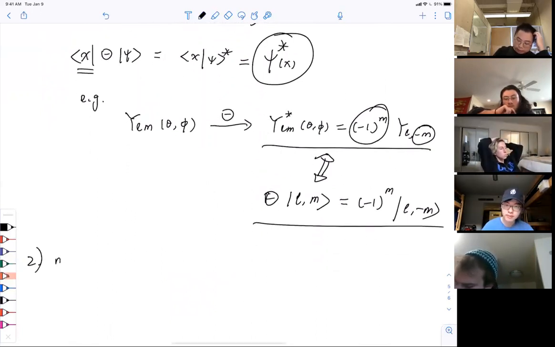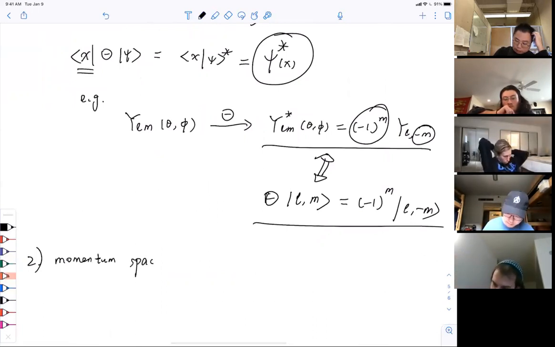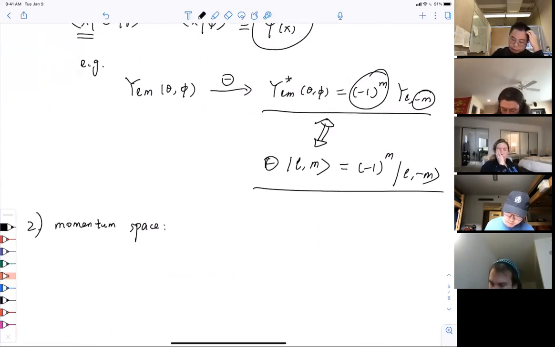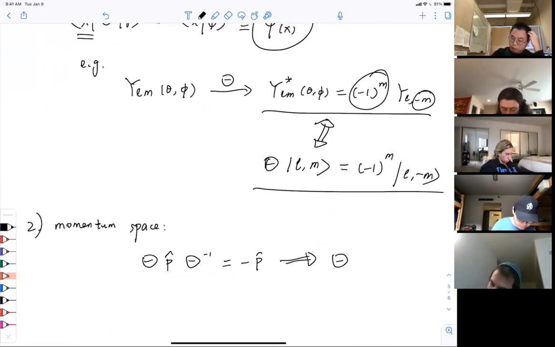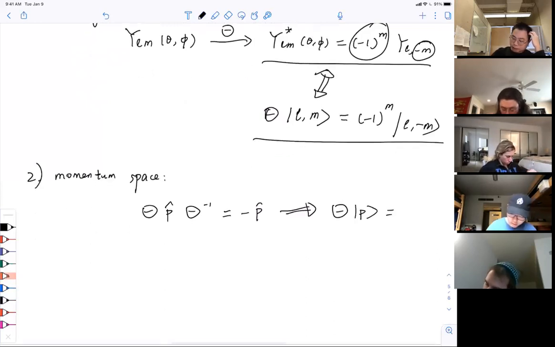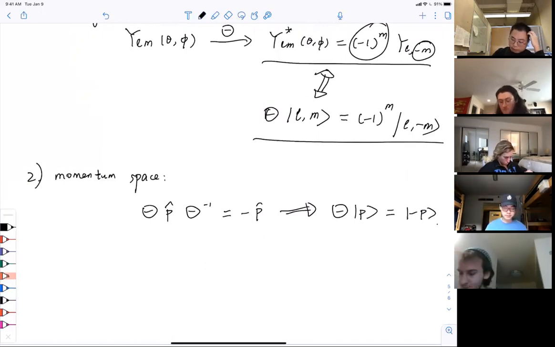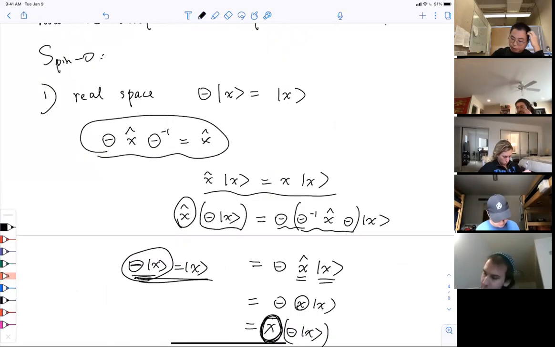In the momentum space, the situation is a little bit different. This is because the momentum operator would flip the sign under the time reversal. This would imply the time reversal operator acting on the ket p would give us the ket minus p.